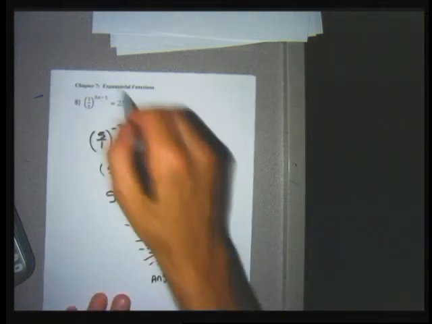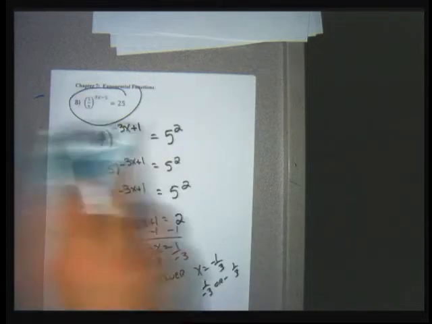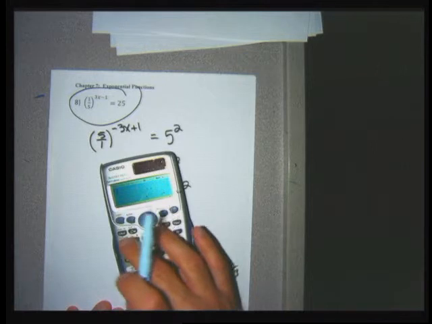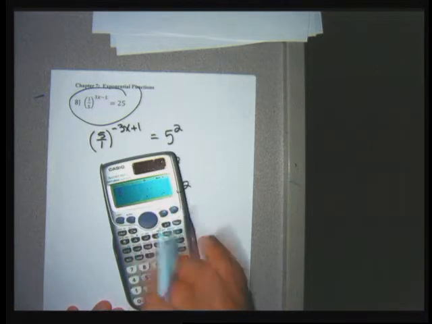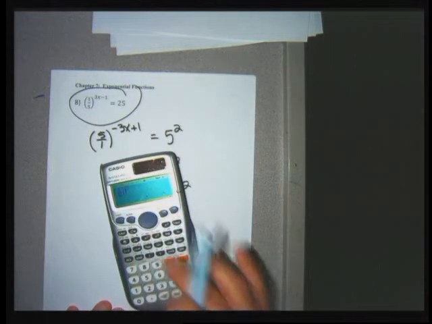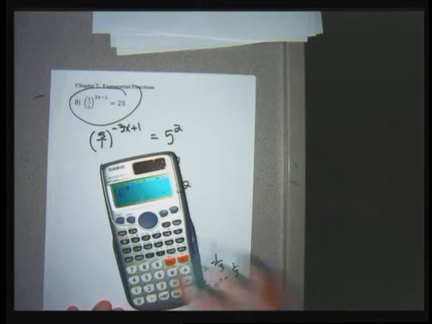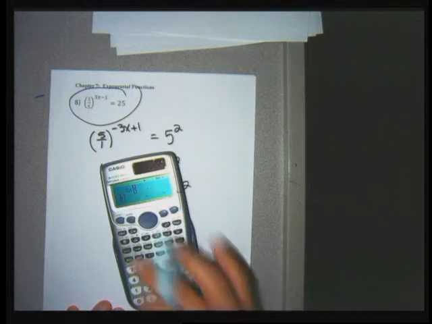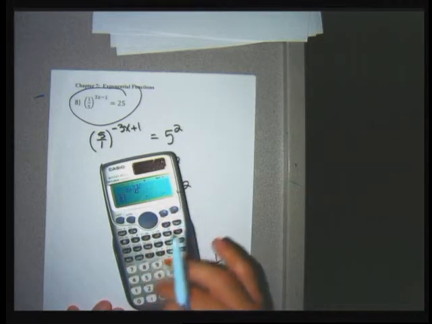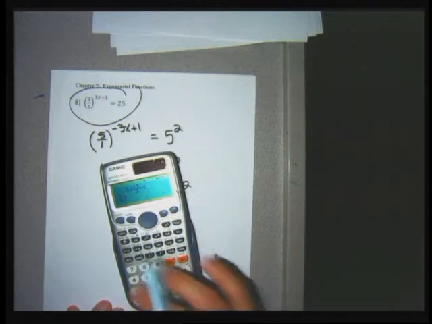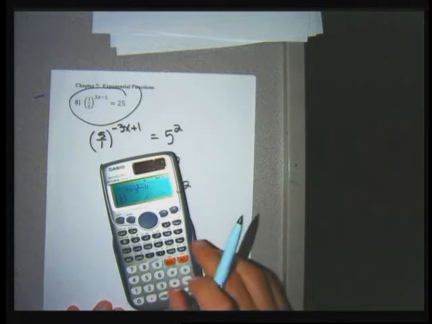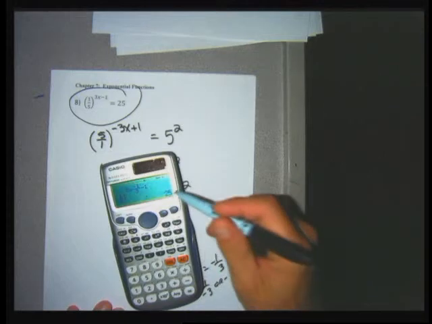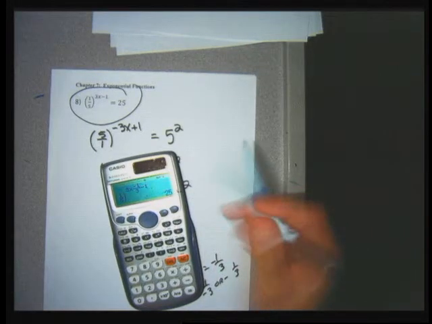Let me check this just by going to that problem and throwing a negative 1/3 in for x. I'm going to go parentheses, fraction 1 over 5, parentheses, exponent 3 times fraction negative 1/3 minus 1. Again, it looks enough like that problem with the x changed to negative 1/3. And I get 25 like I needed to, so I know my answer is right.